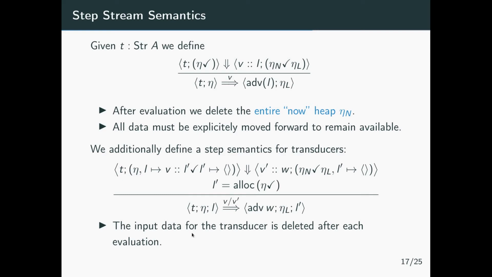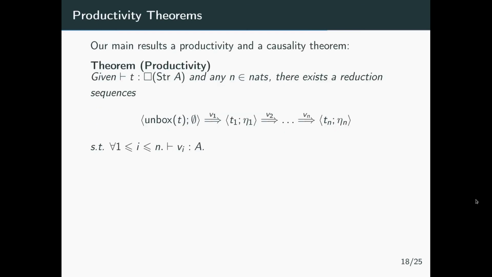And importantly here is the input data for the transducer is deleted after each evaluation, right? So in every time step, the input data is allocated on the now heap, and just as with the normal stream semantics, the step semantics, we delete the now heap, right? So you only have this data available in the current time step. It's removed in the next time step. So in each time step, we remove the input data. So it's not buffered unless you explicitly do some construction, which is not always available, right? But you have to explicitly move data forward if you want it to be available.